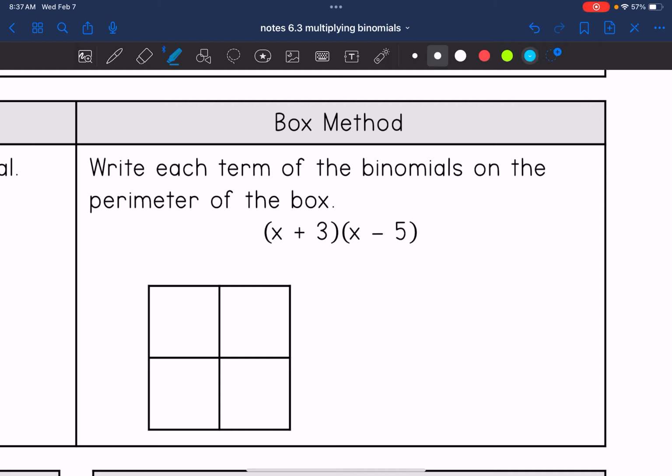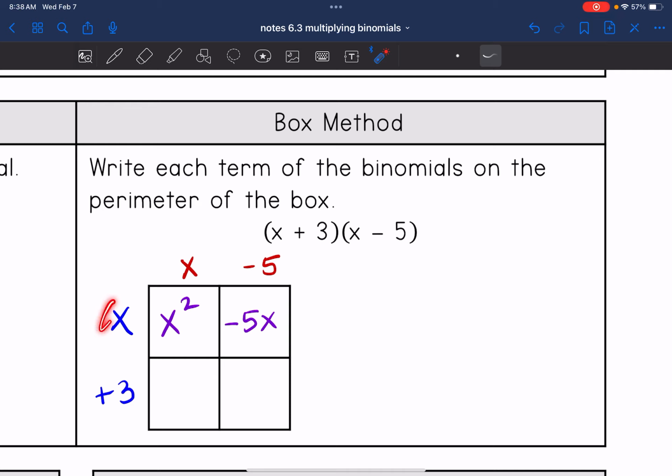So this first binomial, x plus 3, I'm going to write that down the side, x plus 3. Then the second binomial, I'm going to write that across the top, x minus 5. And then we multiply corresponding row and column. So if I have the first row, first column, I would do x times x, and that gives me x squared. Then I'm going to do first row, second column, that's negative 5 times x, negative 5x.